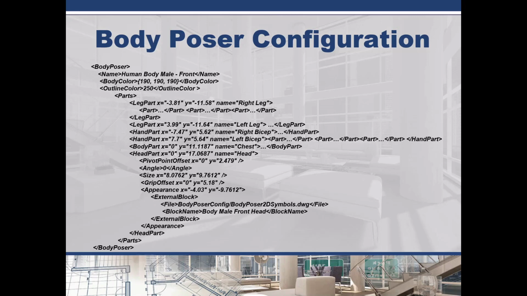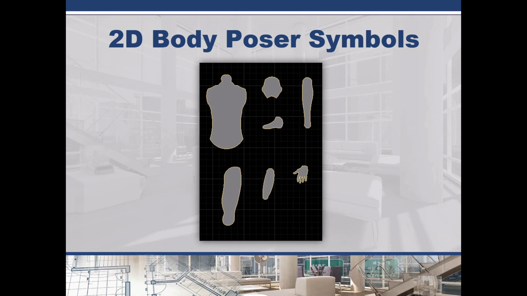It is responsible for how the part will be displayed in the body. An XML tag has a reference to a block entity located in a separate dwg file. This block is named as symbol. On this slide, you can see some symbols of a male back body poser. The block is drawn over the part. Every part is drawn independently, so we can shuffle a body part in the configuration file as we want. So, for example, we can easily build a male body part with a woman's chest.